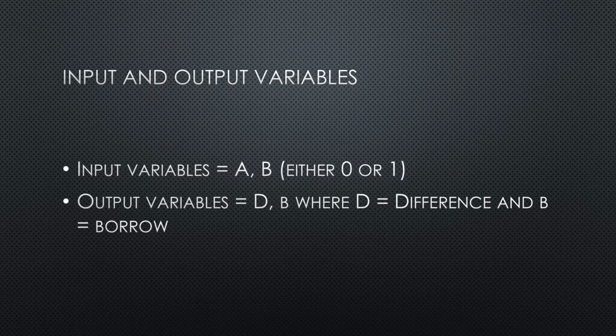Input and output variables. Input variables are equal to A comma B, within brackets, either 0 or 1. Output variables are equal to D comma B, where D is difference and B is borrow.